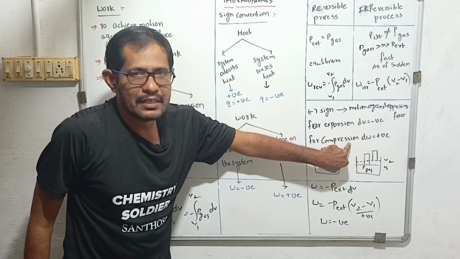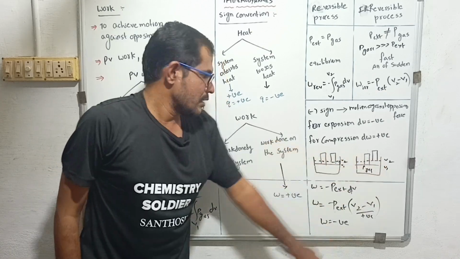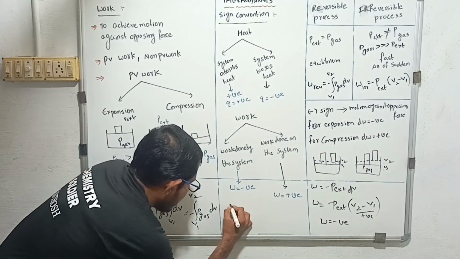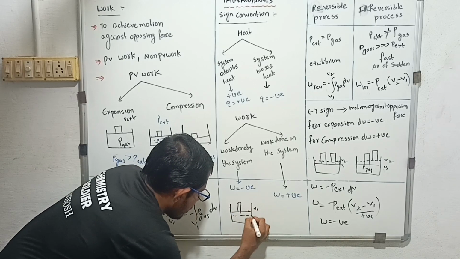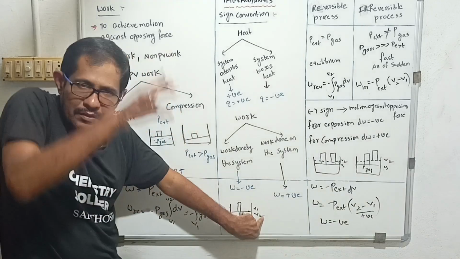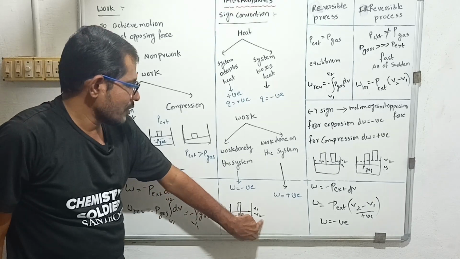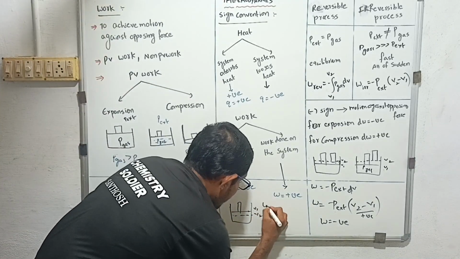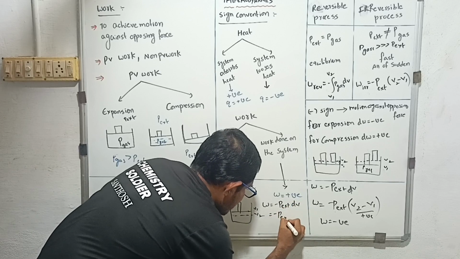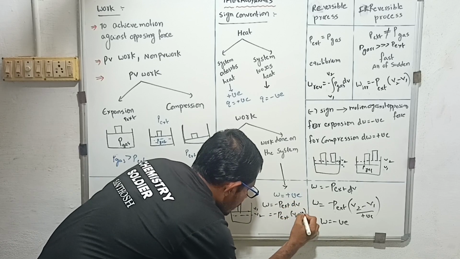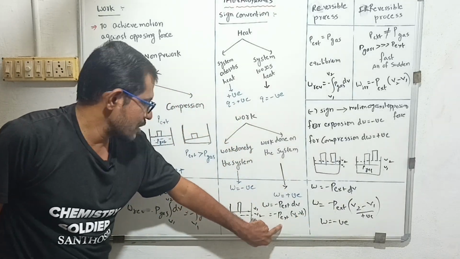For compression, now we will check. For compression, compression means pulling down the piston. Assume that this is V1, and this will become V2. If you write the formula, W equals minus P external into dV, so minus P external into V2 minus V1.